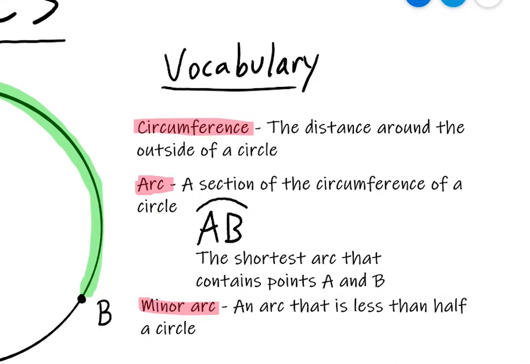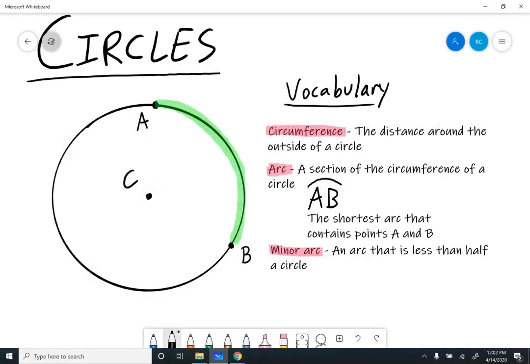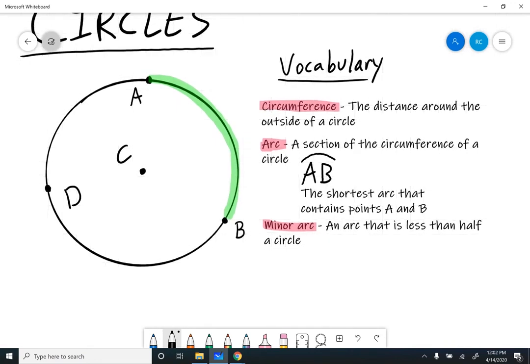So if I say arc AB, I'm automatically assuming it is the minor arc between them, as opposed to, let's say I have another point here, point D. I could say arc ADB.